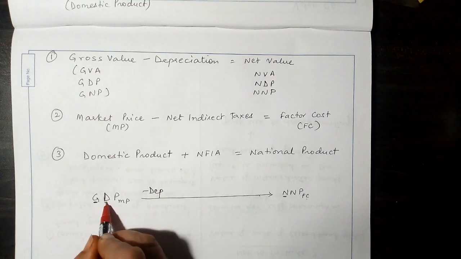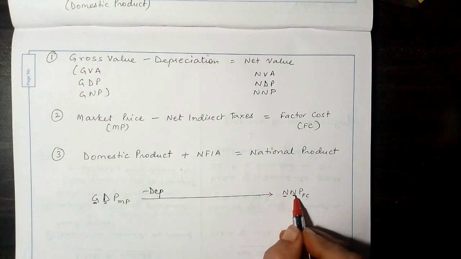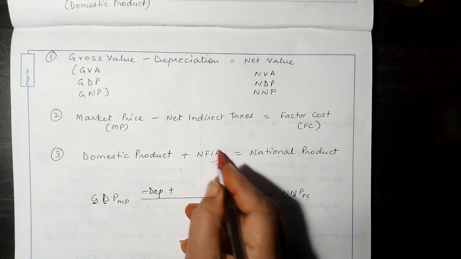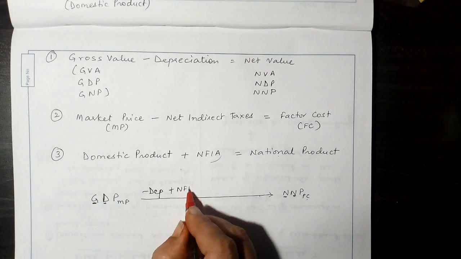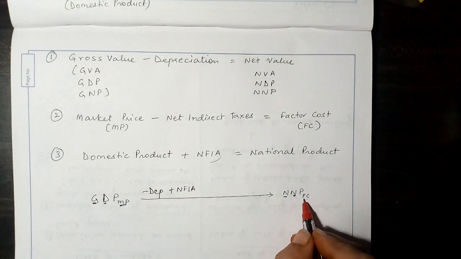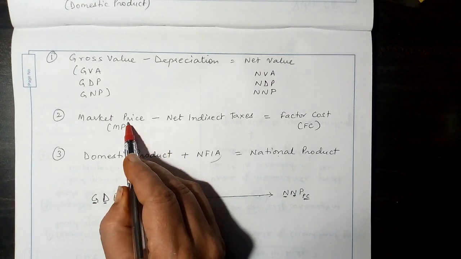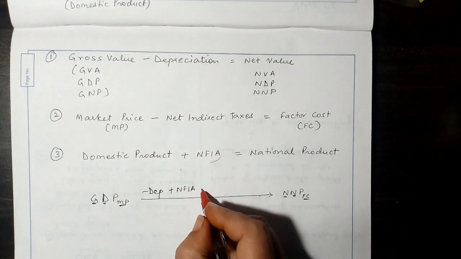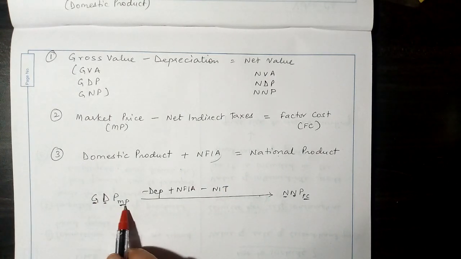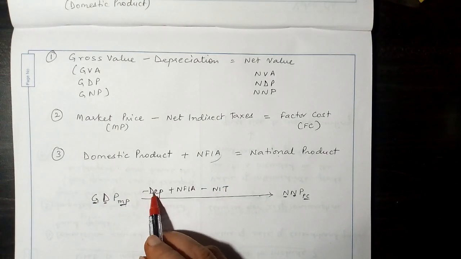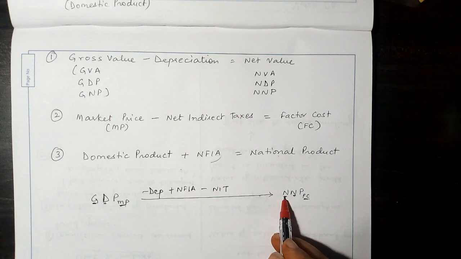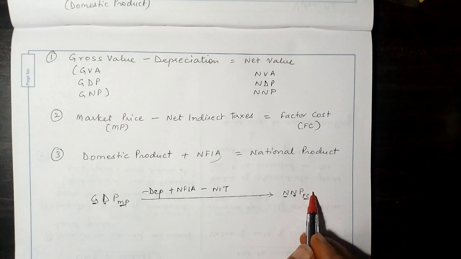Then domestic product is to be converted into national product. So domestic product to national product would mean we add net factor income from abroad. Now the third is that market price is converted into factor cost. How do we convert market price to factor cost? We subtract the net indirect taxes. So GDP-MP minus depreciation plus NFIA minus NIT gives us the NNP-FC, or the national product.